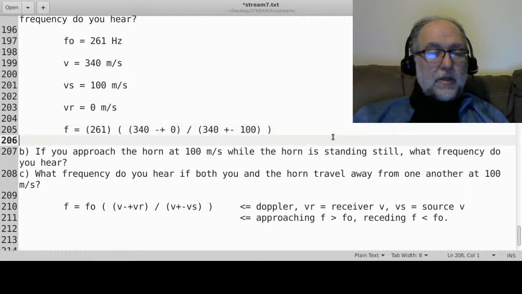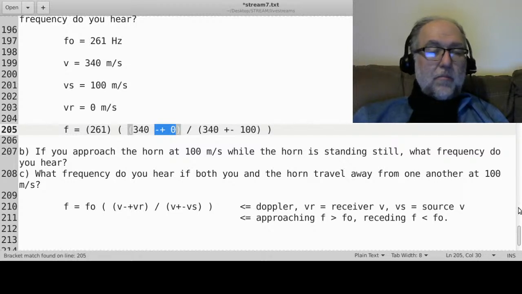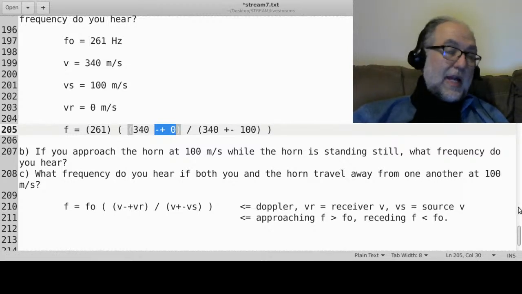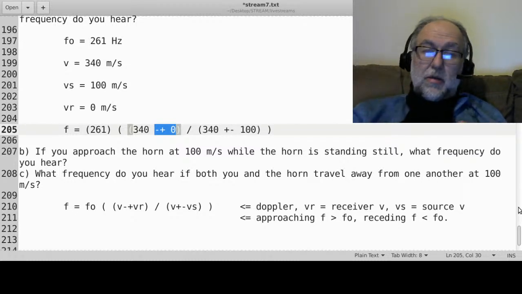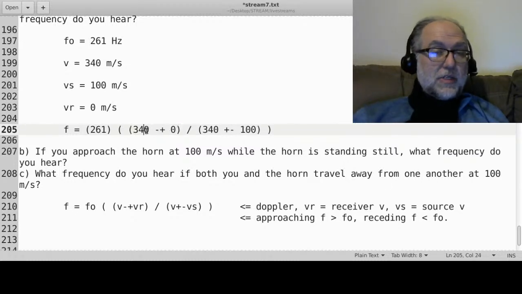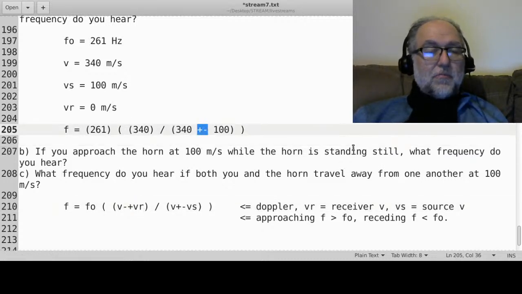You'll notice that right here, you've got 340 minus or plus 0. So that's a choice. You could either do 340 minus 0 or 340 plus 0, but whether you're adding or subtracting 0, it doesn't matter. So for this particular problem, not always, that plus minus doesn't matter because that goes away. Because the receiver isn't moving, it doesn't matter whether you add or subtract that. It's the bottom one that matters.